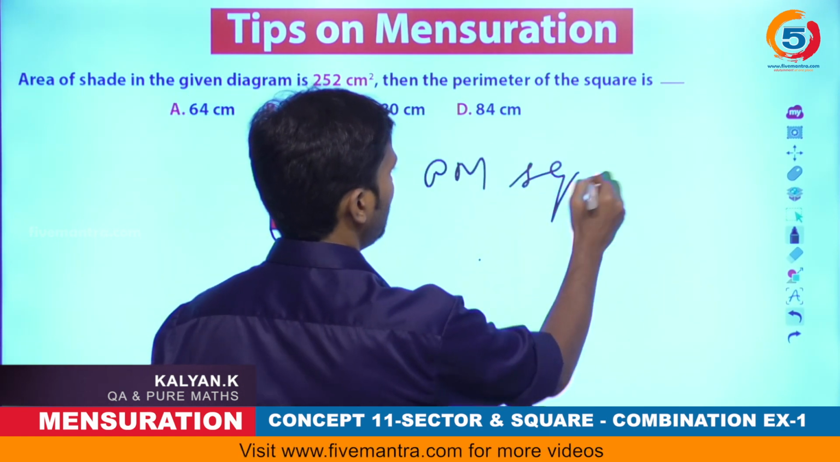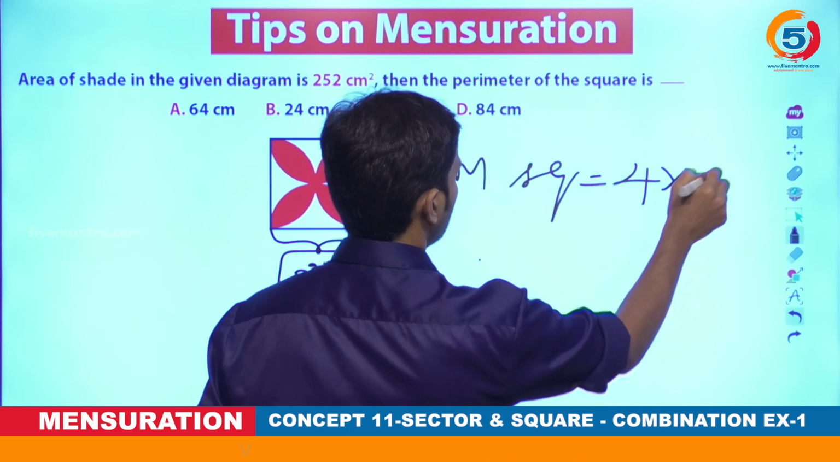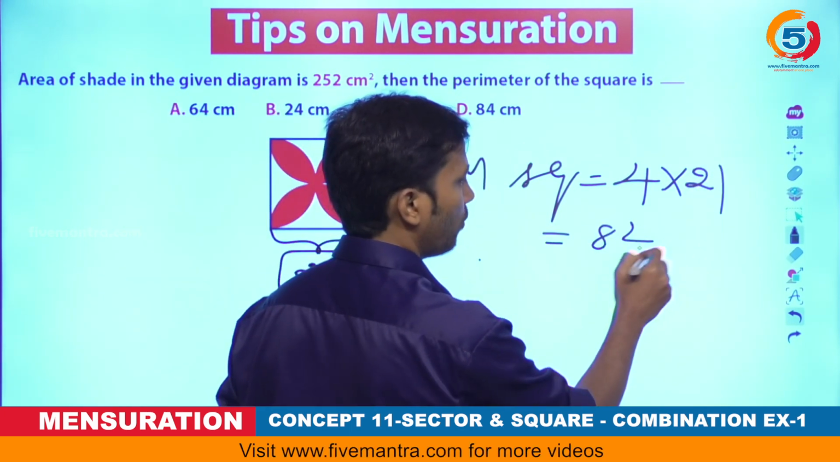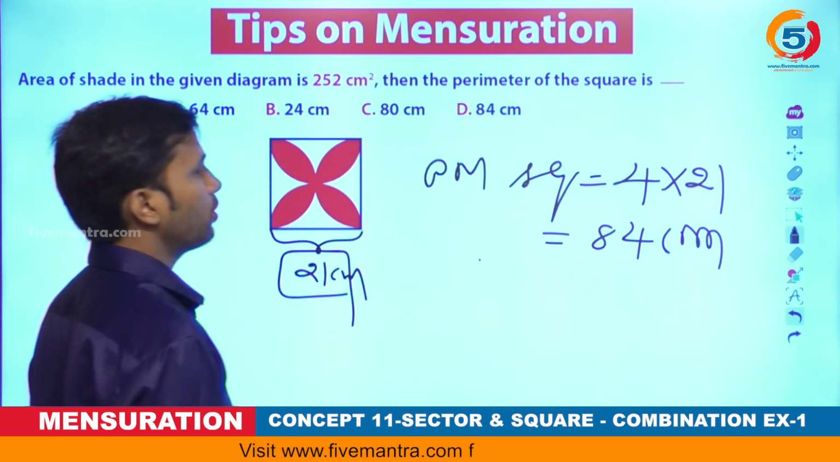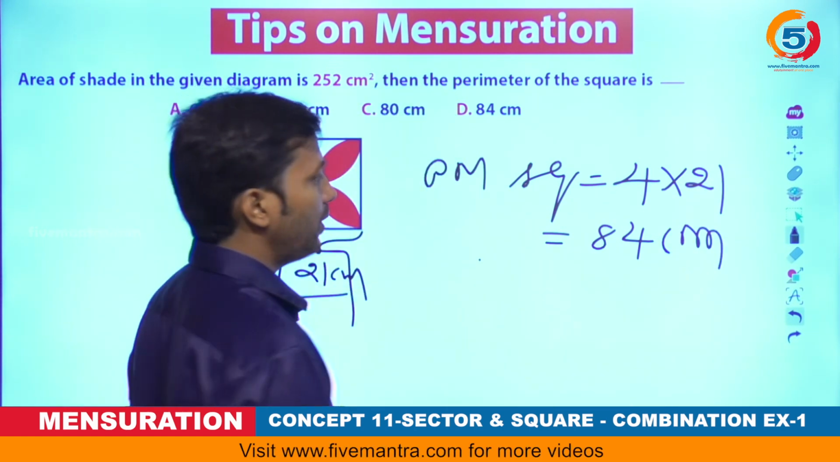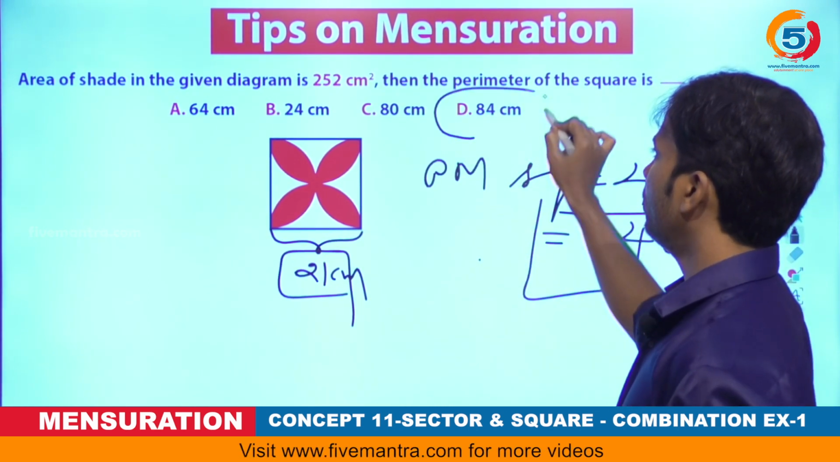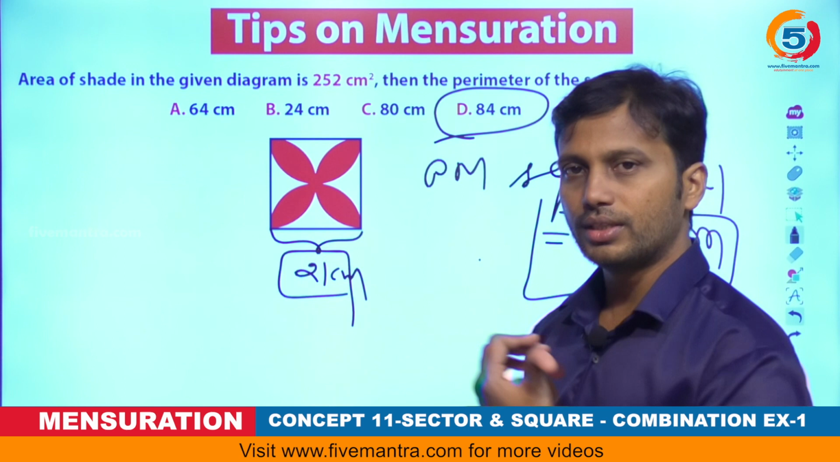So what is the perimeter of the square? The perimeter of the square would be 4 times the side. That would be 4 into 21. 4 21s are how much? 84 centimeters. 84 centimeters is your answer. Which of the options is correct according to our given question? So is it D or not? So we got this one also.